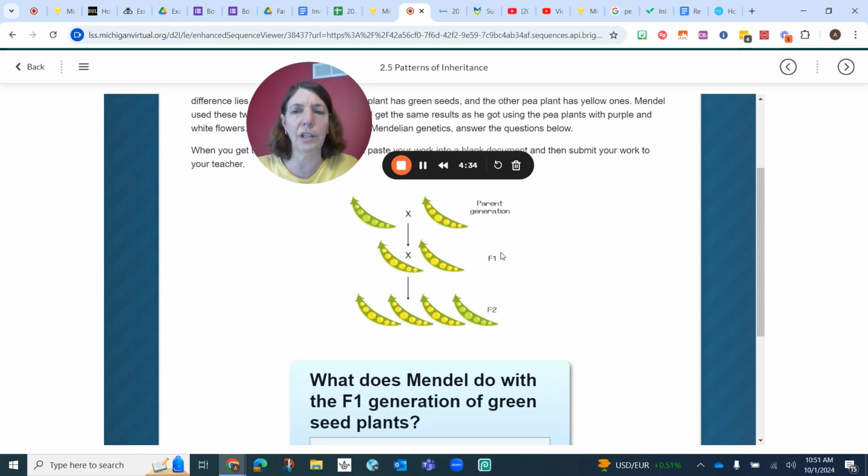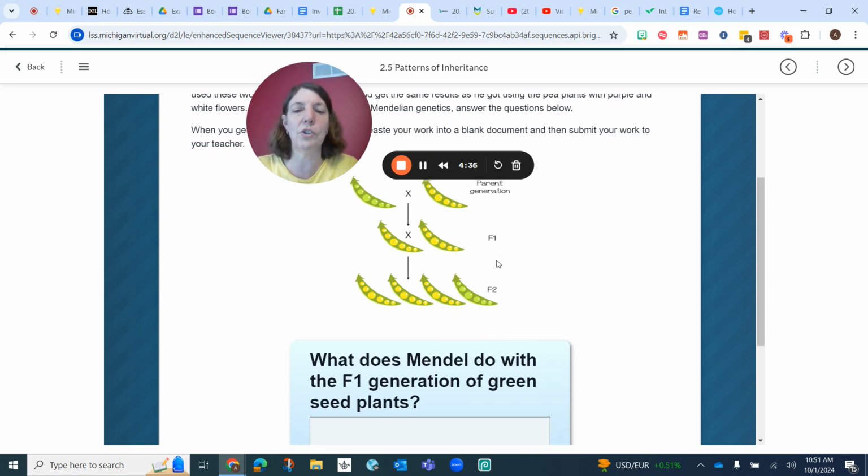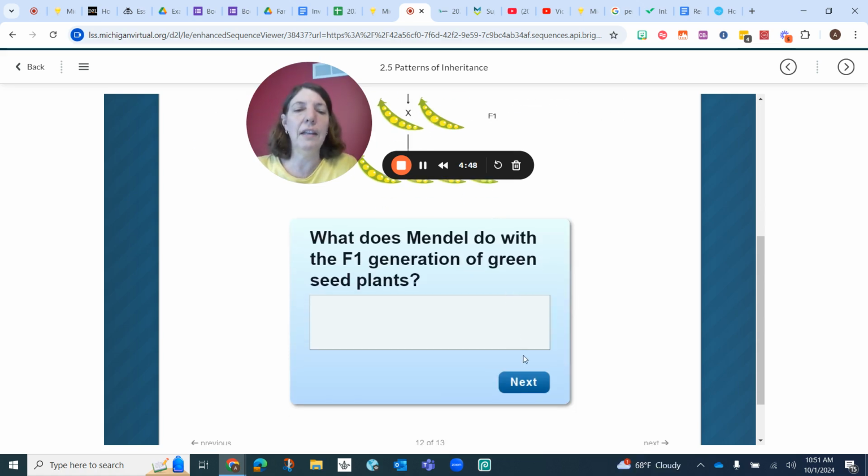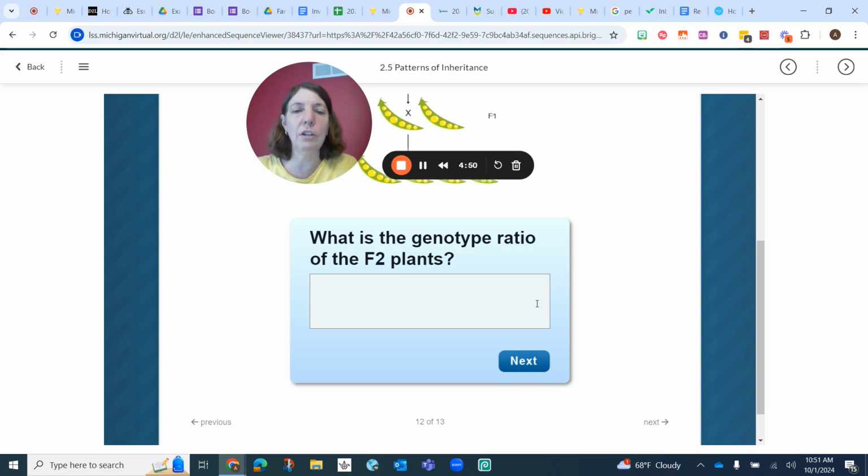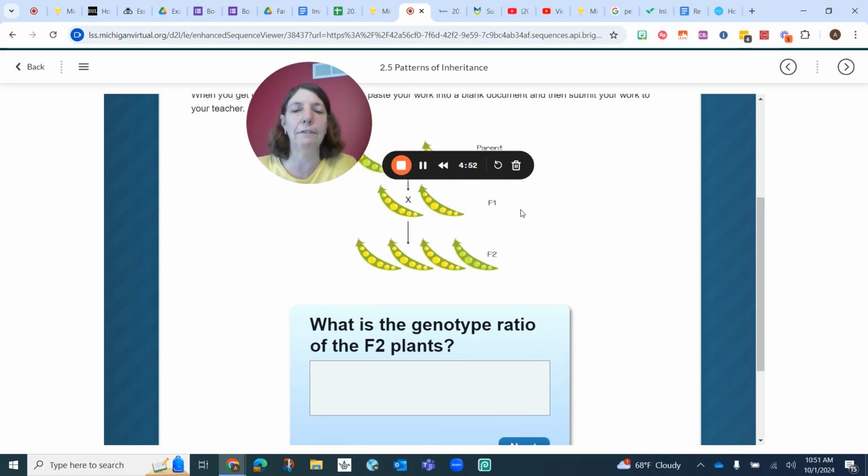So it's just worded a little awkwardly there, but the same question goes, what does Mendel do with this first generation of plants that are produced from the cross-pollination? What does he do to create this second generation? And then what is the genotype ratio of the F2 plants? And remember, genotype is not phenotype. So it's not what they look like, but what their genetic makeup is in terms of heterozygous, homozygous, all the alleles and the ratios between them.